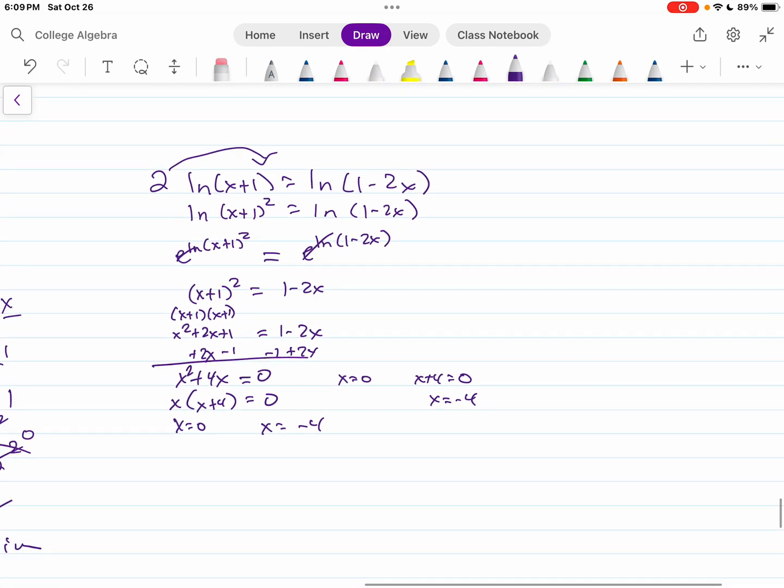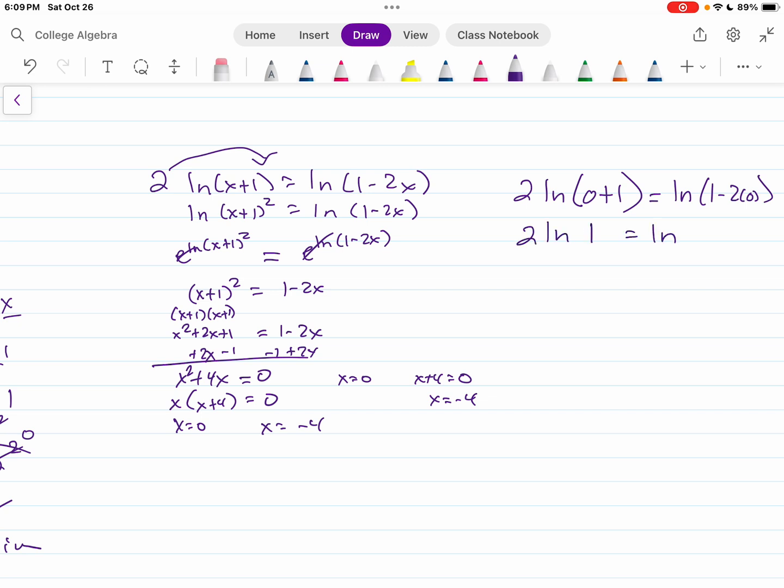So now let's go test them in the beginning. Is 2 times the ln of 0 plus 1 equal to the ln of 1 minus 2 times 0? So is 2 times the ln of 1 equal to the ln of 1? Because 2 times 0 is 0, so it's just ln of 1. ln of 1 is 0. The ln of 1 is 0, and 2 times 0 is 0. And so, yeah, that works.